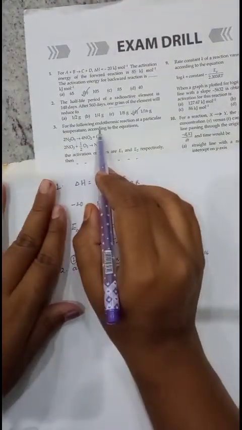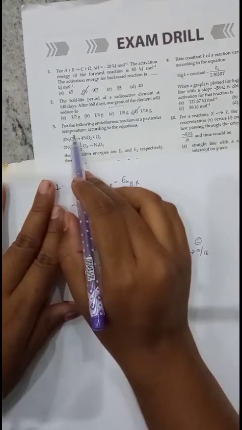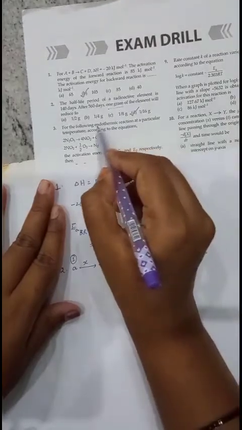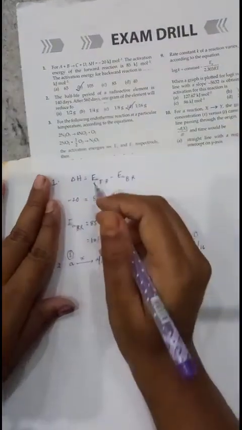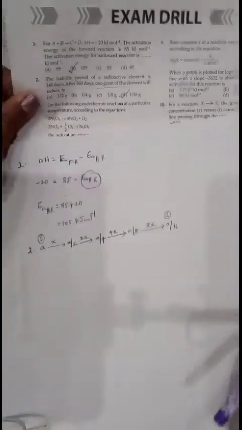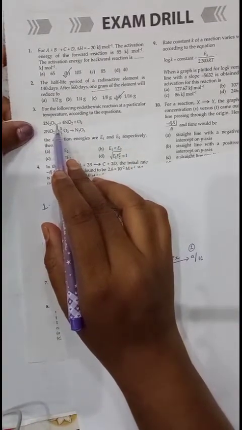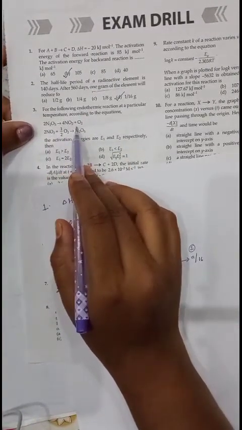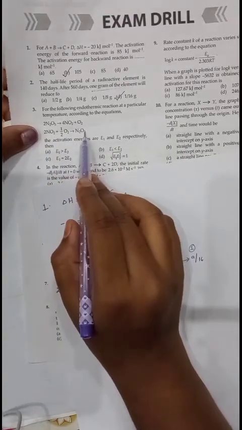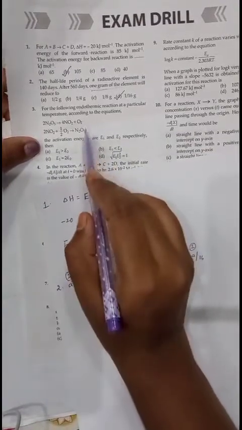that is for the following endothermic reaction, at a particular temperature, according to the equations. So it is an endothermic reaction. Endo in the sense the reaction which uses heat energy. The reaction which uses heat energy is called an endothermic reaction. So they have given here two reactions, that is N2O5 gives rise to 4NO2 plus O2. Next one, 2NO2 plus half O2 gives rise to N2O5. Then the activation energies are E1 and E2 respectively for these two reactions.